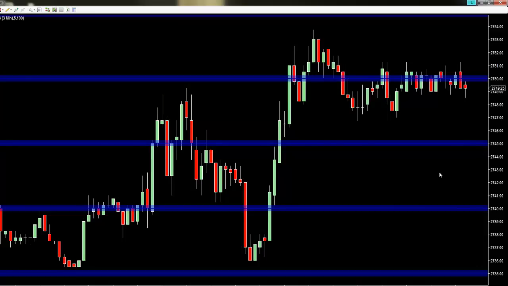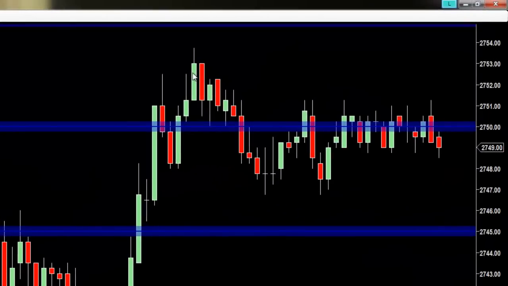Quite often I've found at what I like to call big round numbers, which in this case is 2750, I find that price may get to that significant level. However, you're going to notice that for the last hour and a half, we've been consolidating right here at 2750. Which way is the market going to go? I can't tell you, to be honest with you, but if it breaks to the upside, it's going to continue to the upside, or price could break down and continue to the downside.